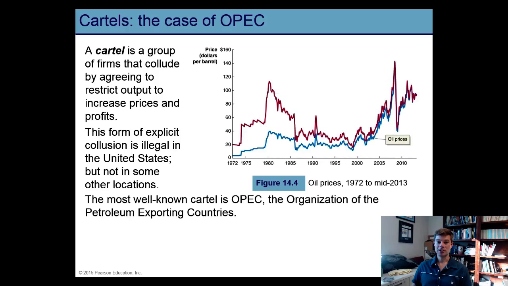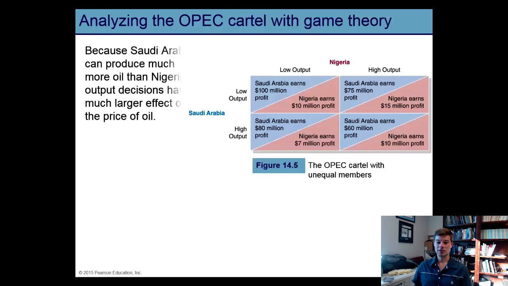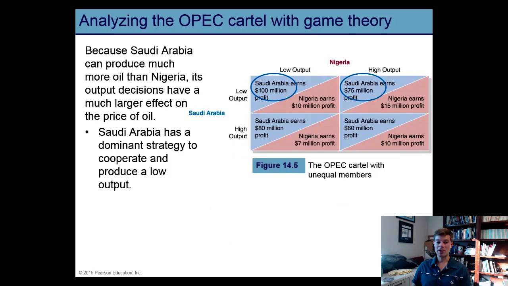And an example in the world of a well-known cartel is OPEC. That is the Organization of Petroleum Exporting Countries. These countries that produce oil restricted output in order to raise prices and profits during the 1970s and 80s successfully, and they've continued to try and do it, but without as much success. Let's look at one more example of a payoff matrix with two oil-producing countries. The first one is Saudi Arabia, which is a very large country, and its actions dramatically affect profits. And the other one is Nigeria. It's a relatively small country, and its actions don't have as much effect on profits.